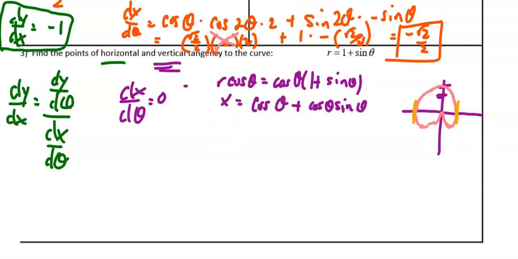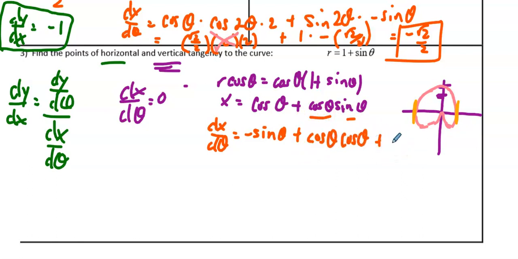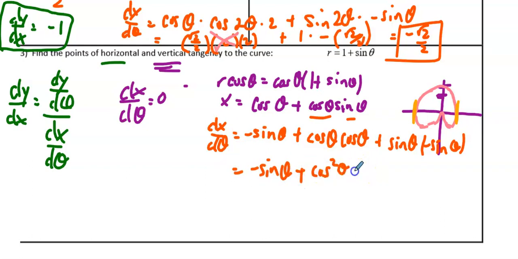Now we're going to find our derivatives, so we'll do dx/dθ. The derivative of cosine of theta is negative sine theta. We're going to have to use the product rule here: first times the derivative of the second plus the second times the derivative of the first. A lot of people already know what this ends up being. We get negative sine theta, plus cosine squared theta minus sine squared theta.